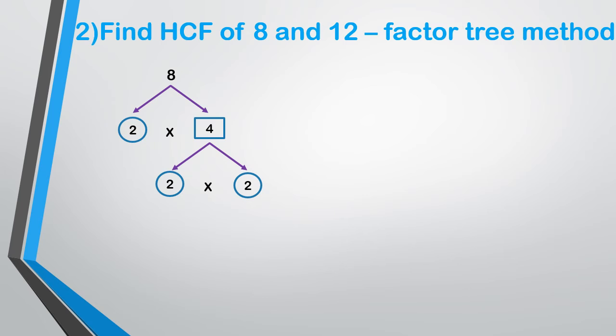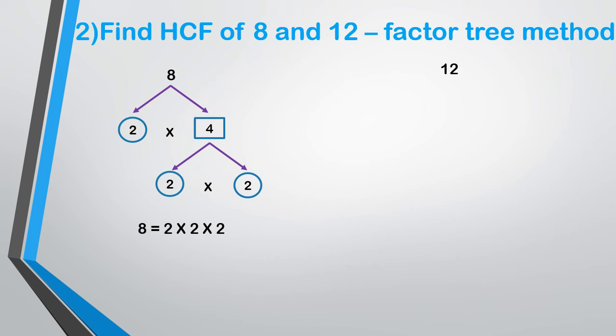Then we can't split further because 2 doesn't have factors other than 1 and itself. So 8 is equal to 2 into 2 into 2. 2 2s are 4, 4 2s are 8. So we got the given number.